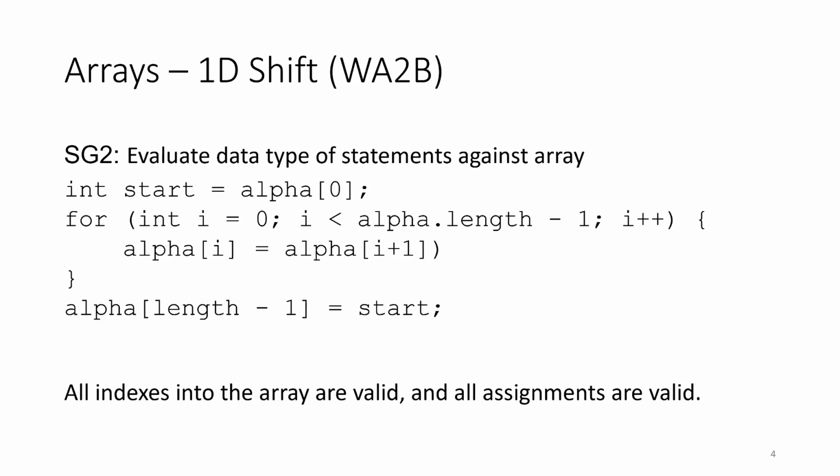Inside the loop, we have the statement alpha[i] = alpha[i + 1]. For the loop bounds, i will go from 0 to less than alpha.length - 1, or to the value alpha.length - 2. So for alpha[i], the indices would go from 0 to alpha.length - 2, and for alpha[i + 1], the indices would go from 1 to alpha.length - 1, all of which are legal. So all of the indexes into the array are valid, and the assignment statements are valid.